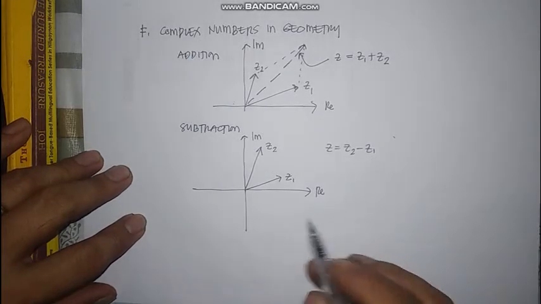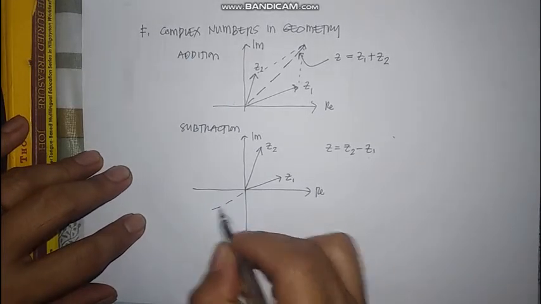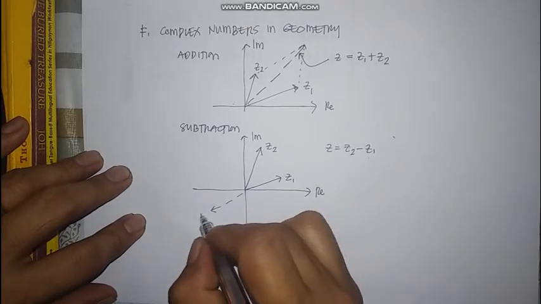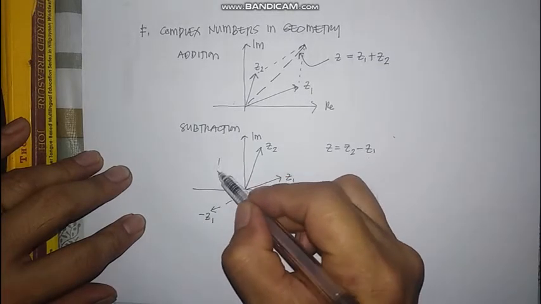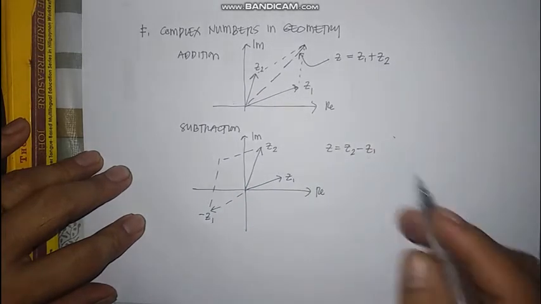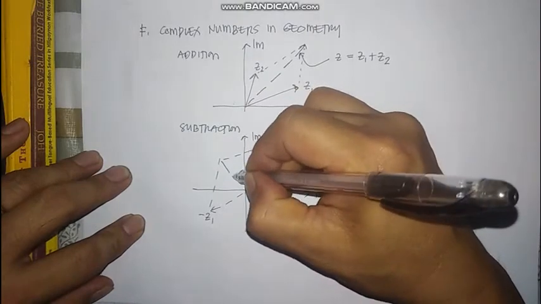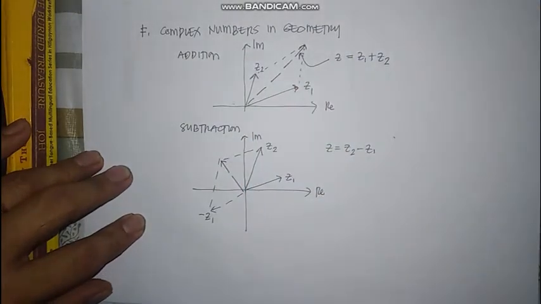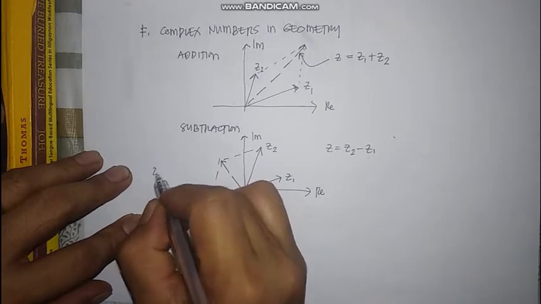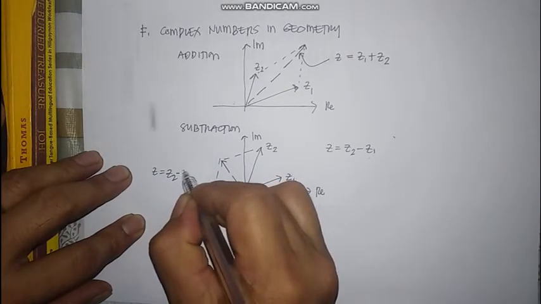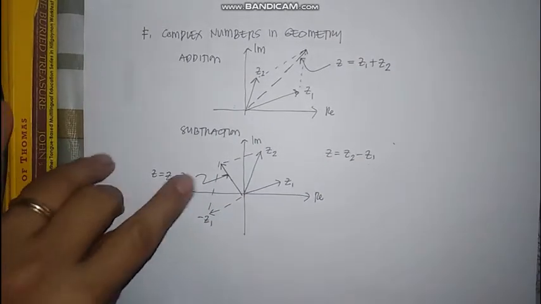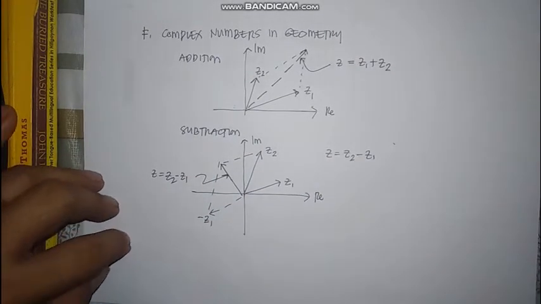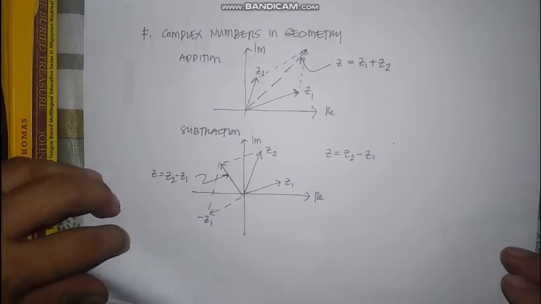Take note, Z1 is negative. So we are going to represent Z1 as negative Z1 by sketching another arrow opposite to your Z1, that is your negative Z1. And then draw the parallelogram and connect the intersection, and that will become the resultant if you are going to subtract Z1 from Z2. Now we have more applications on that later on.